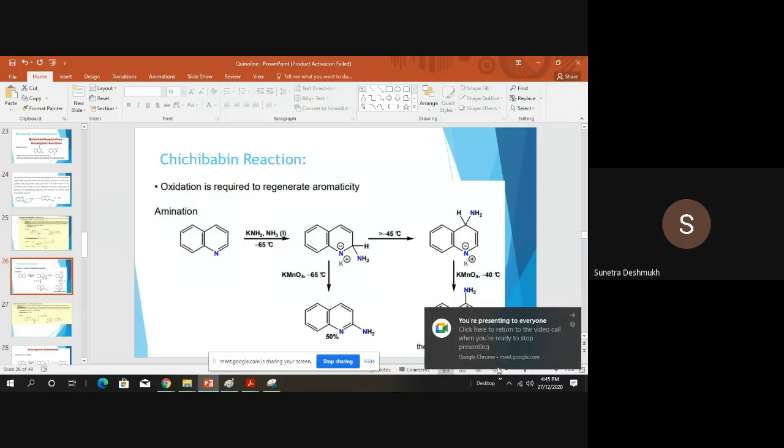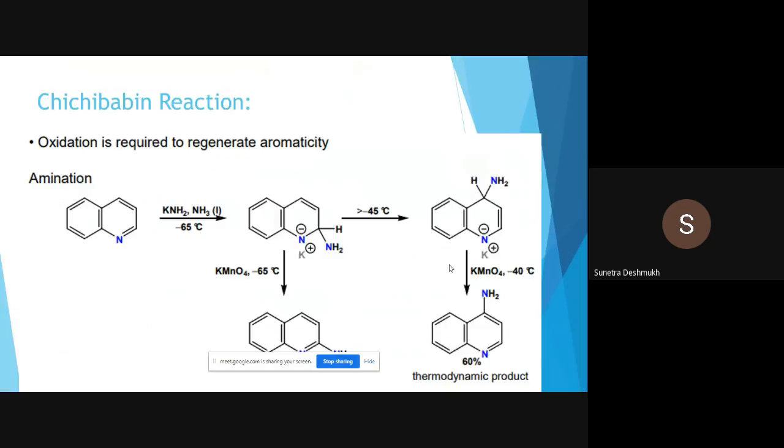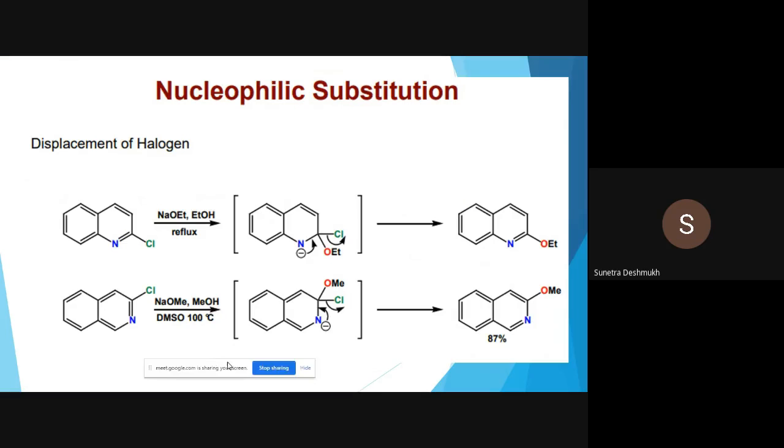So after the Chichibabin reaction, we have seen the Chichibabin reaction. After that, we will go to the next slide. Here also, the same reactivity pattern as we have discussed already. This reactivity pattern, nucleophilic substitution reaction. Now, displacement of halogen atoms. So that's when we have nucleophilic substitution. So this is a little bit easy displacement of halogen atoms.